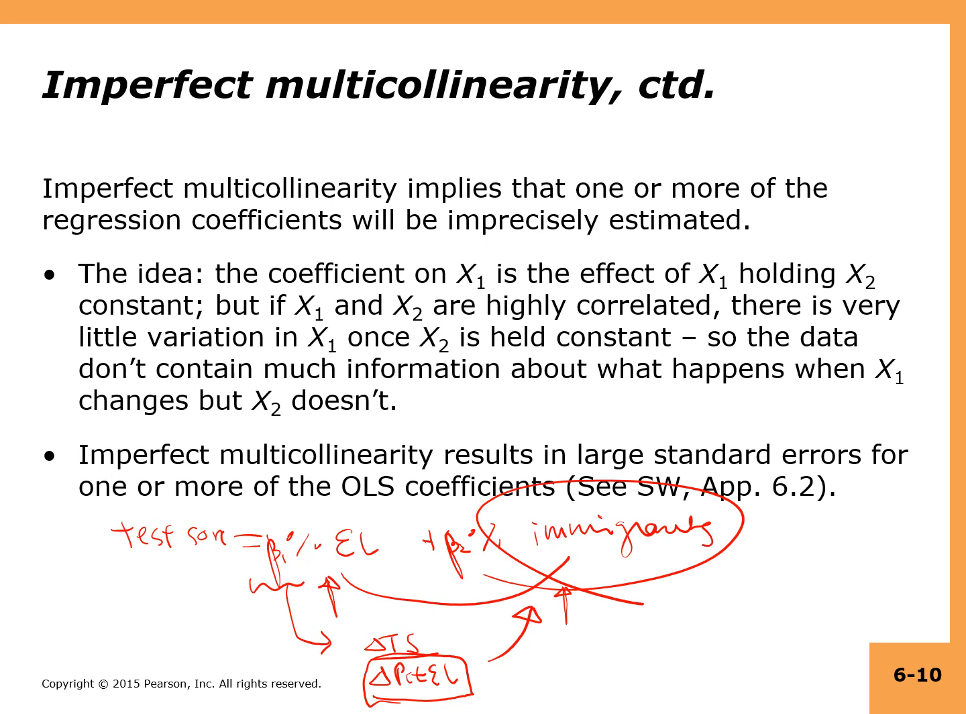One of the consequences of imperfect multicollinearity is that you're going to have a large standard error for one or more of the coefficients. So in this case, either the percentage of English learners or the percentage of immigrants, either one of them or both of them, will be imprecisely estimated. For a mathematical proof on why this may be the case, you can look at Stock and Watson, Chapter 6, Section 2.